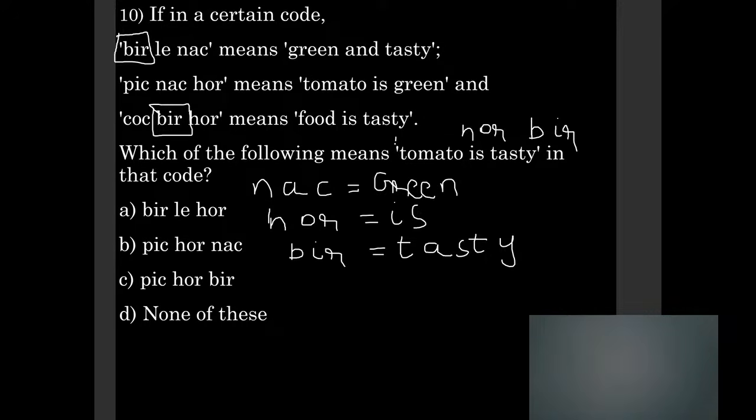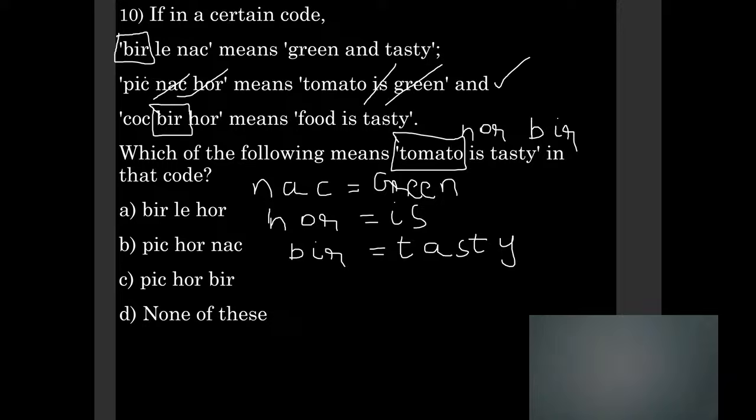Okay, we require the code for tomato. So let us check how to find this one. Find the code for tomato. Based on the given options, you can find the tomato word here in the second one. So I'm just cancelling "is". If we cancel "is", HOR is cancelled. Next, green means NAC is cancelled. So we are left with only one code and also one word.